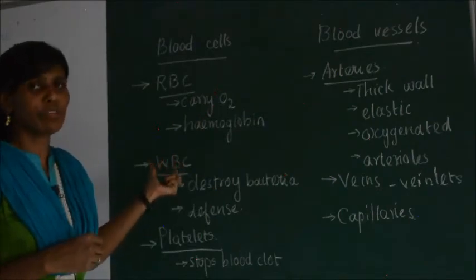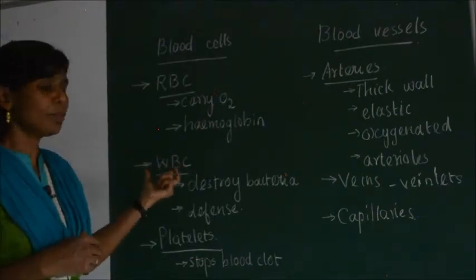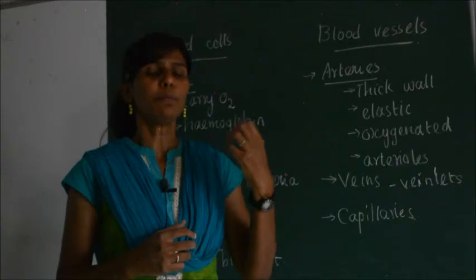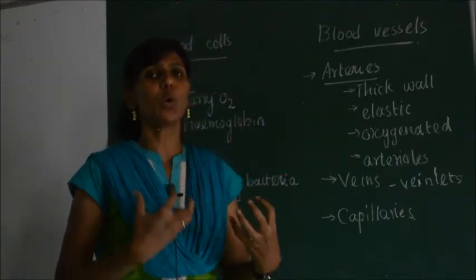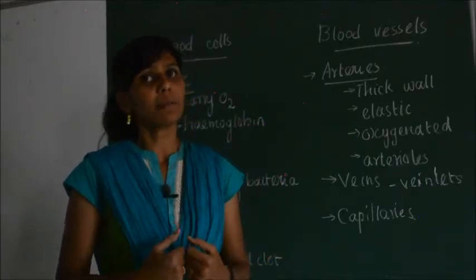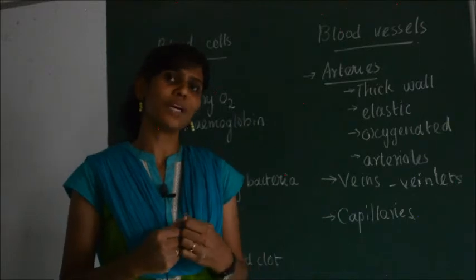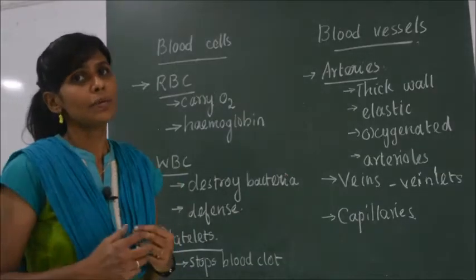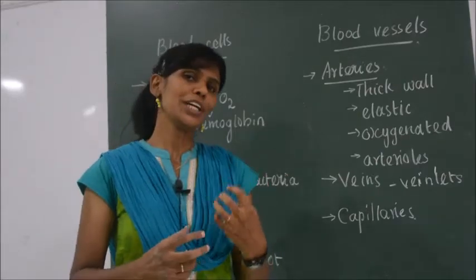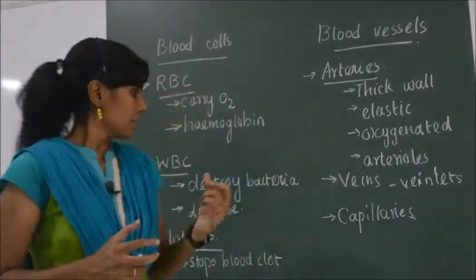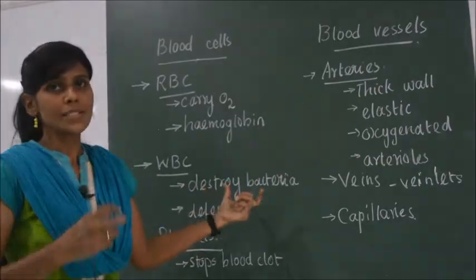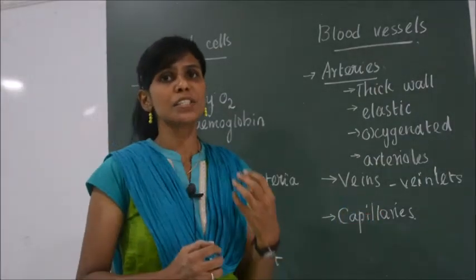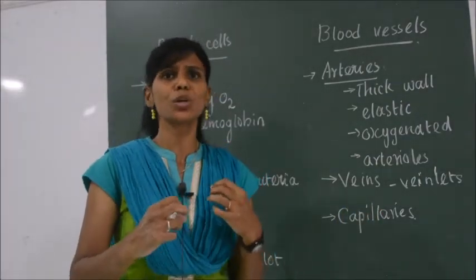What is the function of WBC cells? WBC cells determine the immunity of a person. If a person has more WBC cells, then that person is said to be with more immunity. Okay, WBC determines the immunity of the person. Why so? Because these WBC cells have a special property to destroy the bacteria.